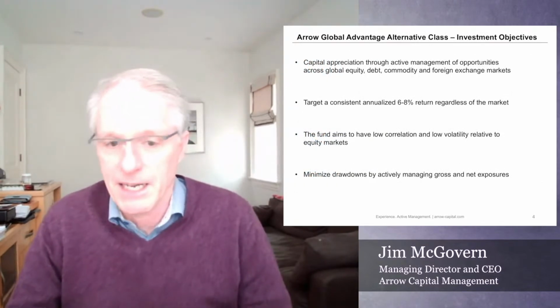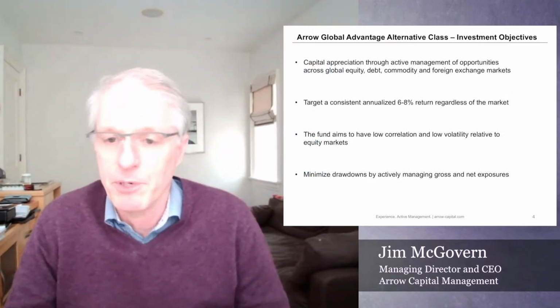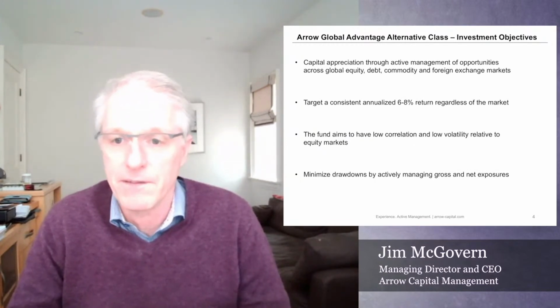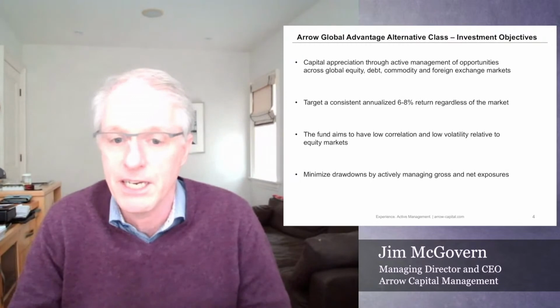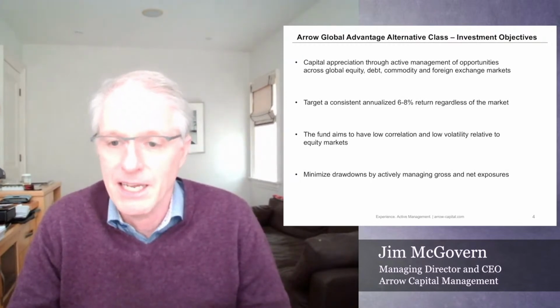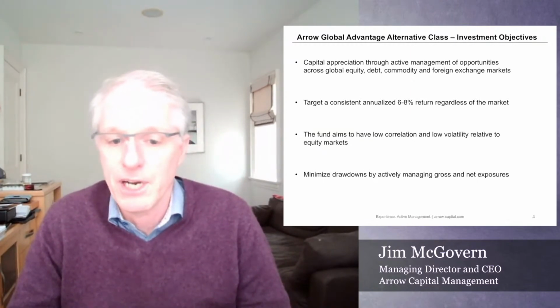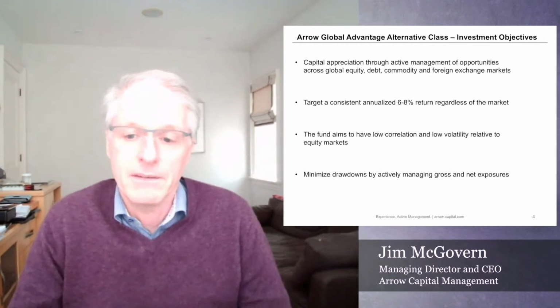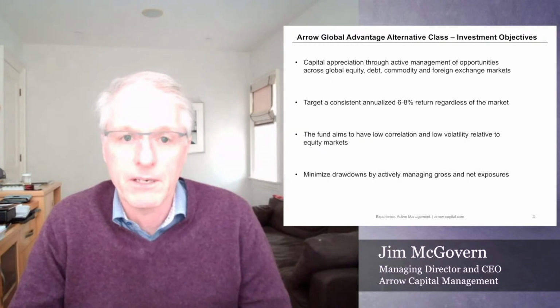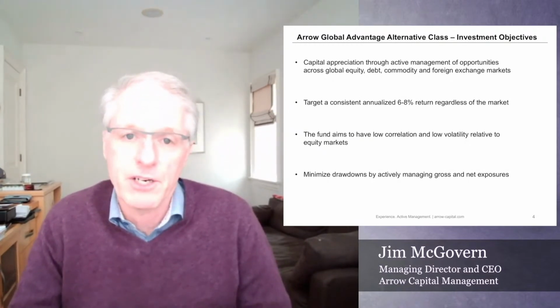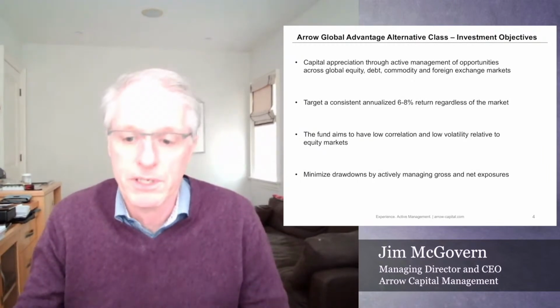The fund is really designed to generate capital appreciation across all the different principal asset classes, which include debt, equity, commodities, and foreign exchange. We're trying to target a 6 to 8% return per annum consistently, with generally low correlation to equities and to bonds, and also low volatility. We try to minimize drawdowns, in particular, by managing our gross and net exposures quite actively.